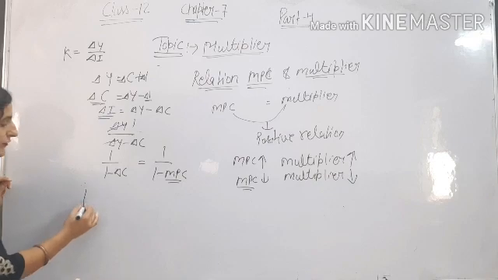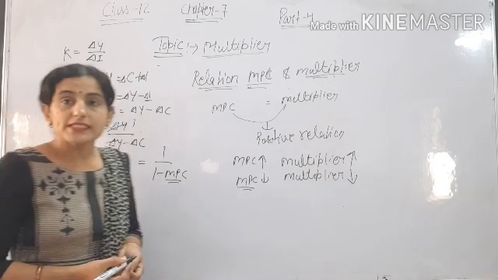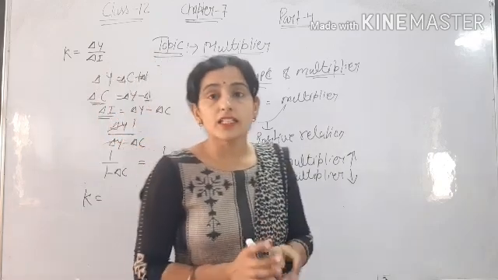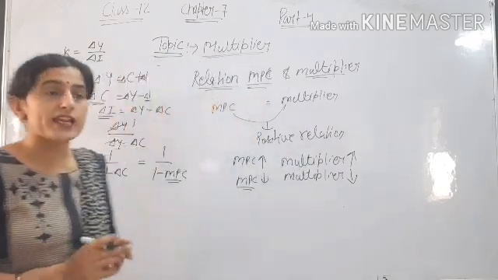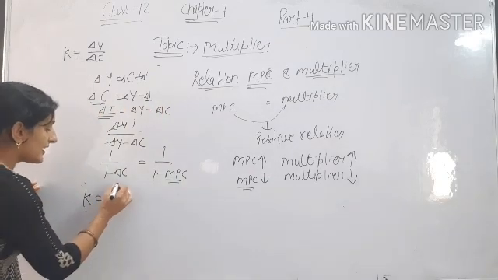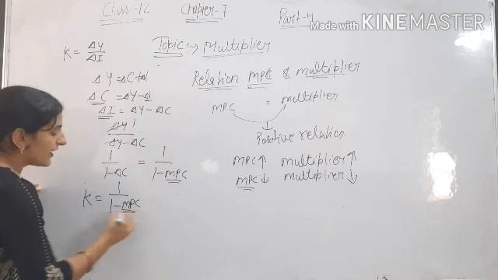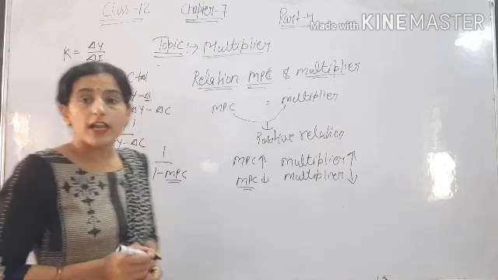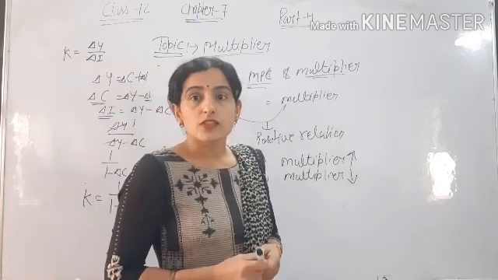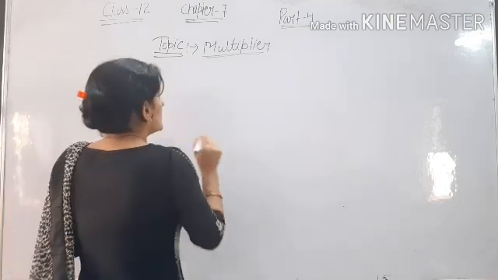So if we want to know the relation between MPC and multiplier, then there is a positive relation. And how do we calculate the multiplier? If MPC is given, then using this formula, 1 upon 1 minus MPC, whatever the value of MPC we put here, by this we will get the value of the multiplier. So this is the relation between multiplier and MPC.